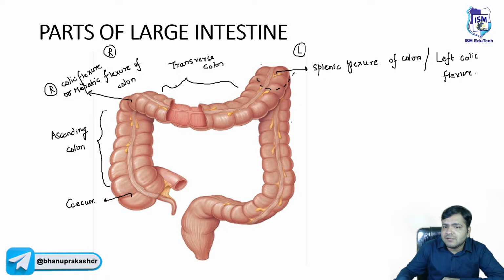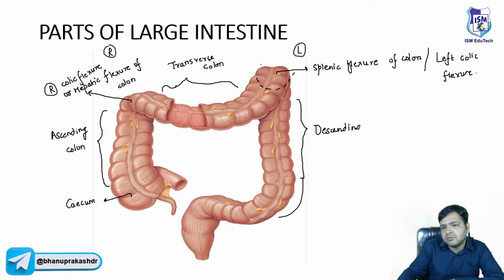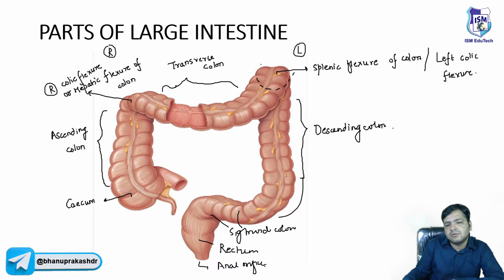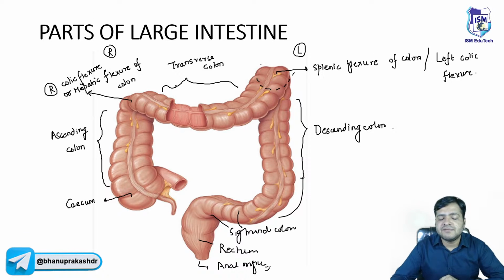Then the colon is descending down, so it is referred to as the descending colon. Then we have the sigmoid colon, which is also called the pelvic colon. And then we have the rectum and the anal orifice. These are the parts of the large intestine.